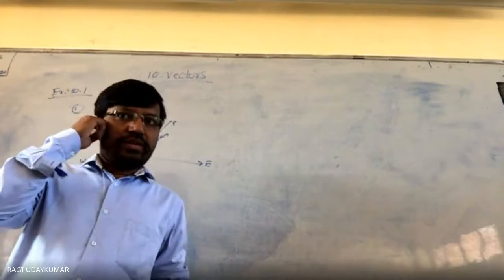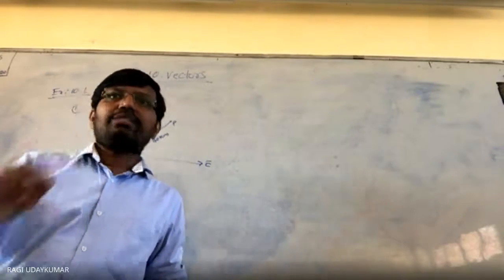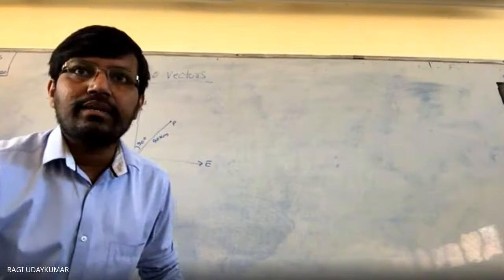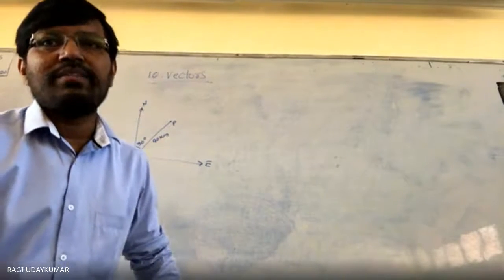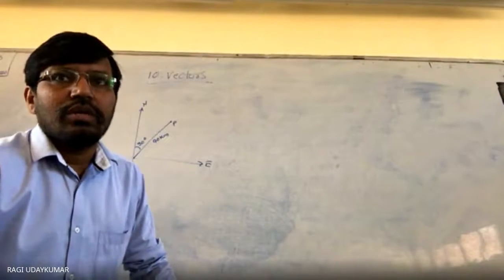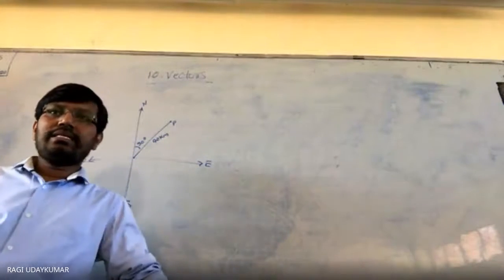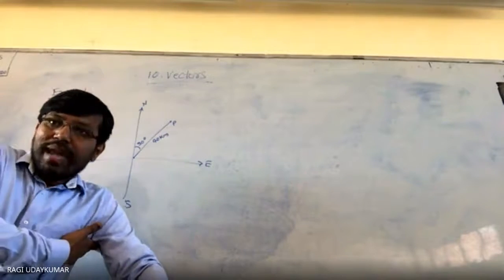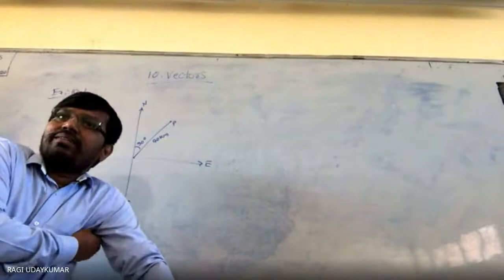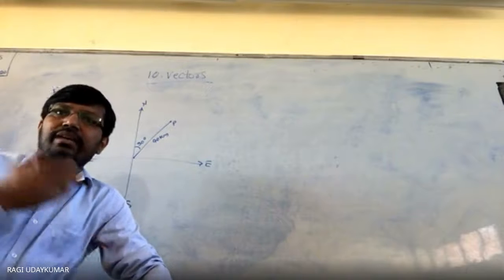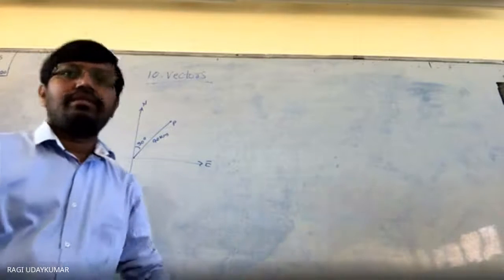So next, classify the following as scalar and vector. In the previous question it is given to you. A number is given to you, 10 kgs. 10 kgs includes only the magnitude, that's why it is a scalar. In the same way, each and every thing is given to you.